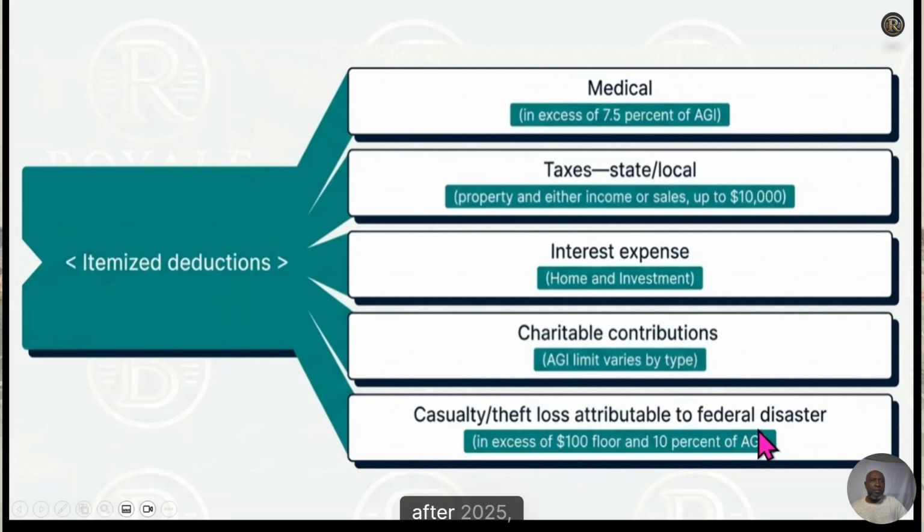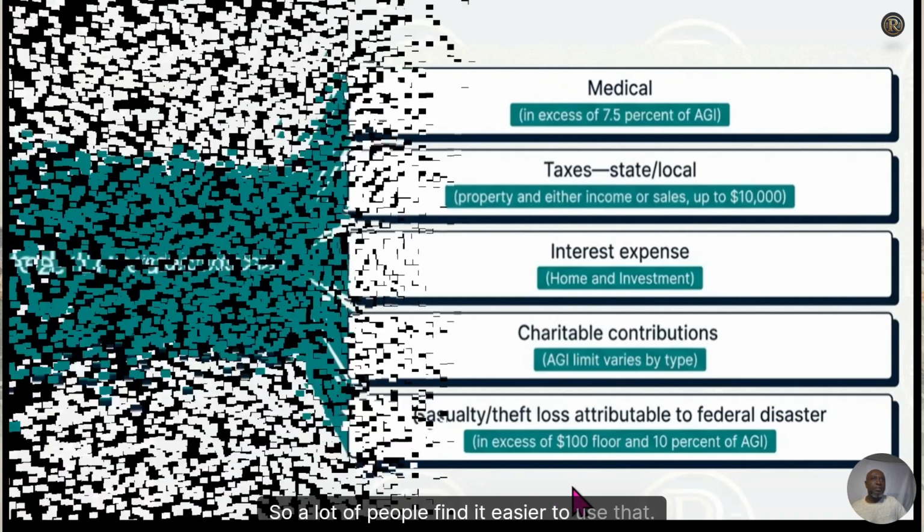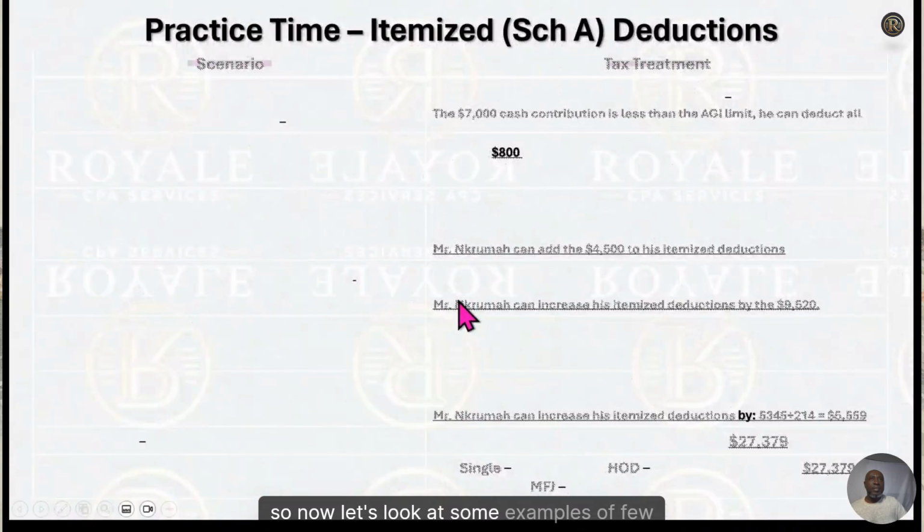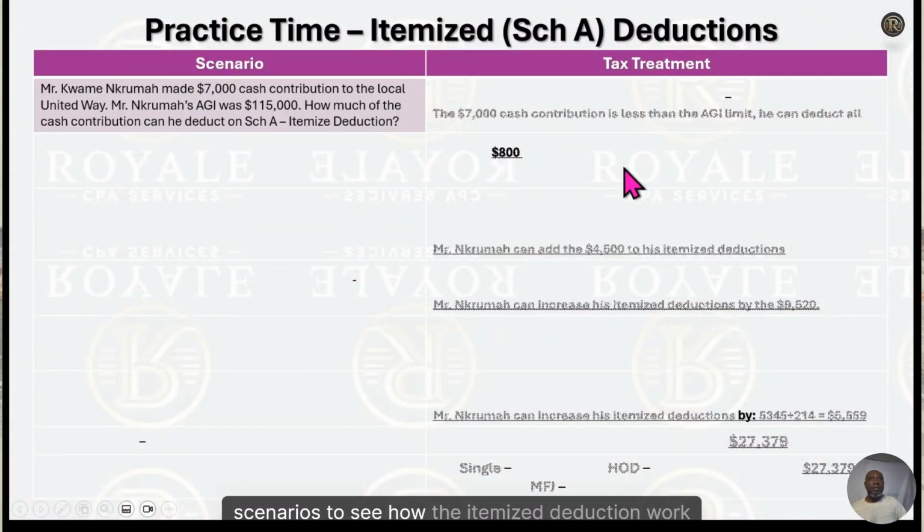Casualty and theft. Now after 2025, the federal government still has to declare that and give you a number, and then all losses that occasion as a result of the casualty are also going to be part of the itemized deductions. So you can see that these are very restrictive. If you have them, great, you'll be able to use them and see if you can further reduce your tax liability. Remember, the standard deductions have been increased recently, so a lot of people find it easier to use that. Alright, so now let's look at a few scenarios to see how the itemized deductions, or the Schedule A deductions, work.